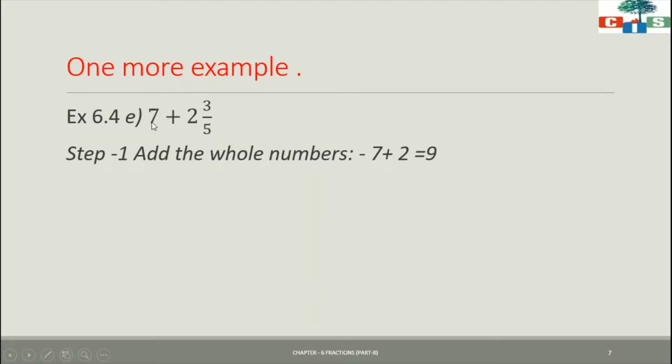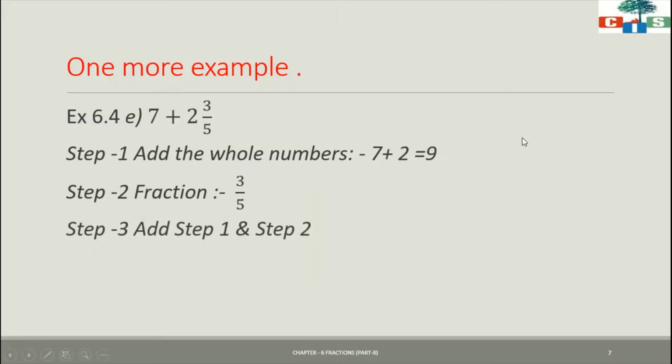We will add the whole numbers. That is 7 plus 2 is 9. Okay. Now we'll write the fraction as it is, that is 3 upon 5. Okay. Now we'll come to step number 3, where we will add step number 1 and step number 2. So that is 9 plus 3 upon 5. This 9 we got from step number 1 and 3 upon 5 is from step number 2. Okay. So we can write this as 9 and 3 upon 5. Okay scholars. So it is very easy.